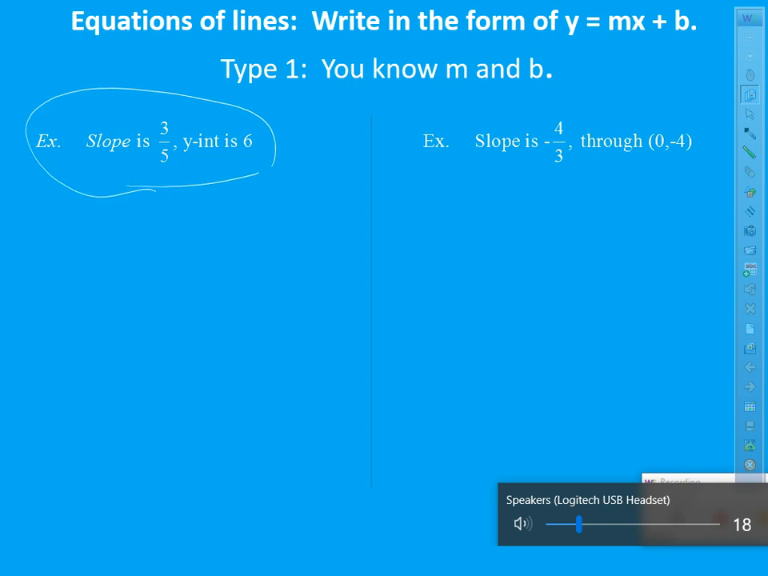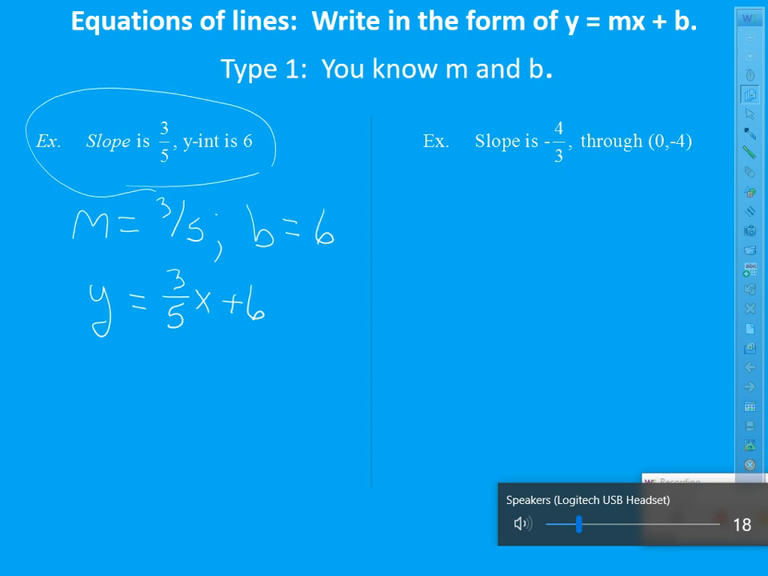The slope is 3/5 and the y-intercept is -6. Our goal when we write the equation of a line is to figure out what your slope is and to figure out what your y-intercept is. Well, in this case, it was given to us. So this equation, y equal 3/5 x plus 6, we're all done.